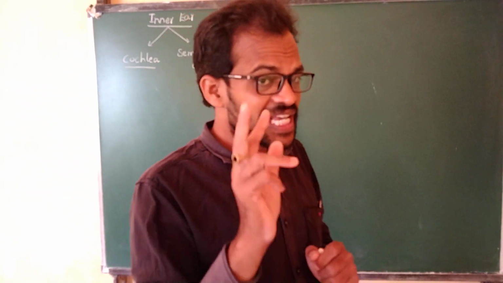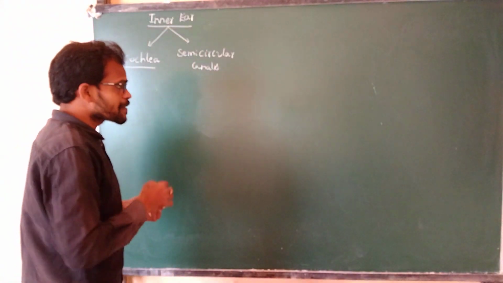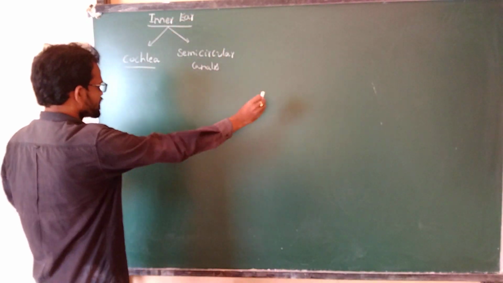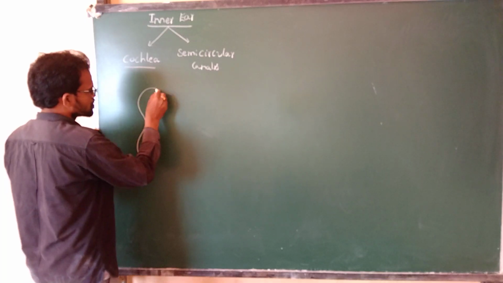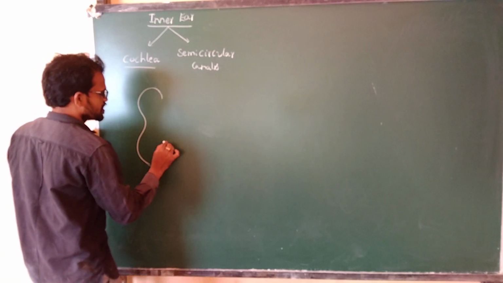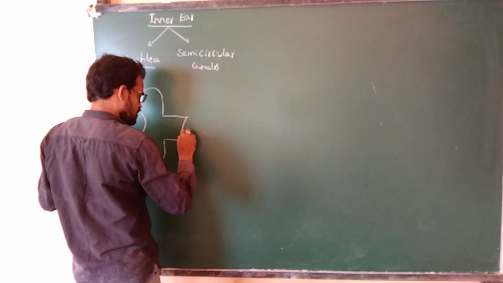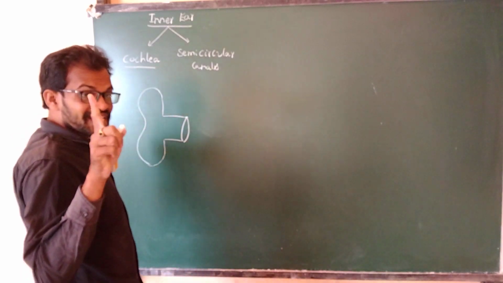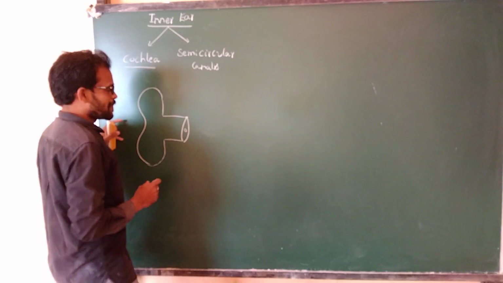Coming to the first one, the representation of the inner ear. See here, the representation of the inner ear. The first one is the external ear, which has the pinna. The pinna opens into the external auditory meatus, and the external auditory meatus opens into the tympanic membrane.